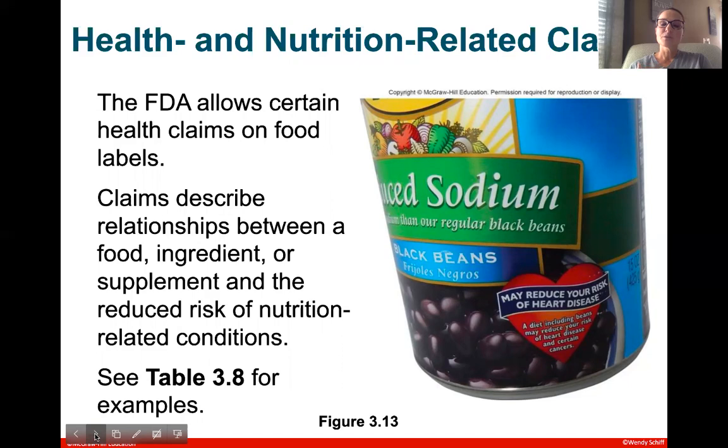On our labels, the FDA allows certain things to be on a label. They can have some health claims, like to describe relationships between a food or ingredient. So like this says, may reduce your risk of heart disease. It can't say eating black beans will reduce your risk of heart disease or prevent a heart attack, because they can't say that for certain. It might help because it's higher in fiber, but just because you eat black beans doesn't mean that you're never ever going to have a heart attack.